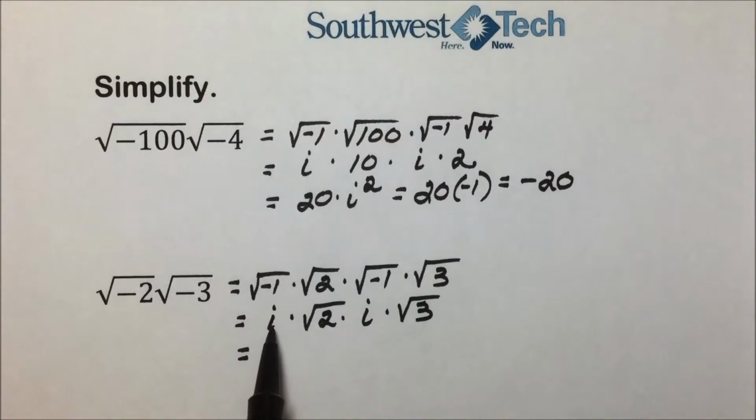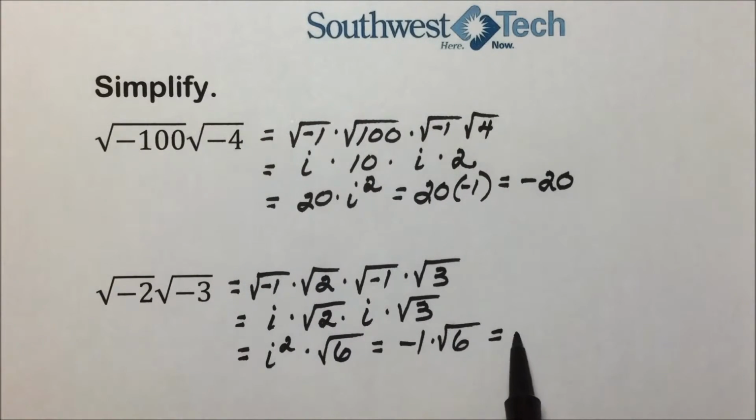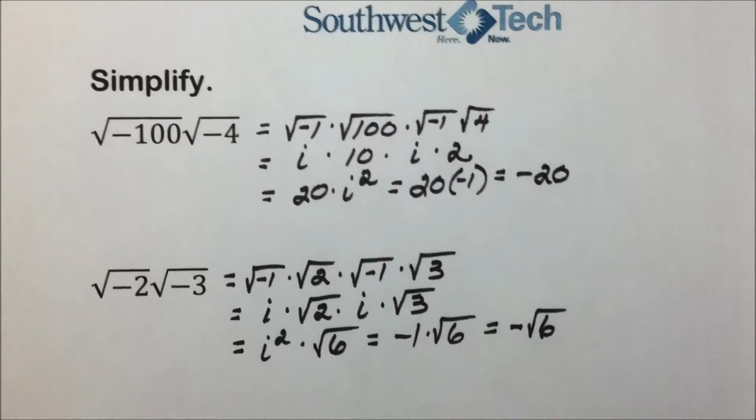Simplifying this, we have an i times i if we use the commutative property, which gives us an i squared. The square root of 2 times the square root of 3 would be the square root of 6. And again, we're looking at an i squared, which is equivalent to a negative 1 times the square root of 6, or negative square root of 6 for our final answer. And as I said, you might want to try doing some of these steps mentally, particularly as you've worked through these problems and get familiar with the process.